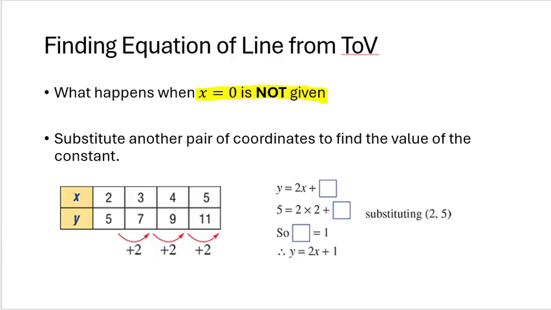Okay. So what you're going to do is substitute another pair of coordinate points. If you remember from previously, I said if you look at the table, these are combinations of coordinates. I'm just going to write the coordinate points on the top. These are written as (2, 5), (3, 7), (4, 9), and (5, 11). You can pick any one of these coordinates. It doesn't matter.